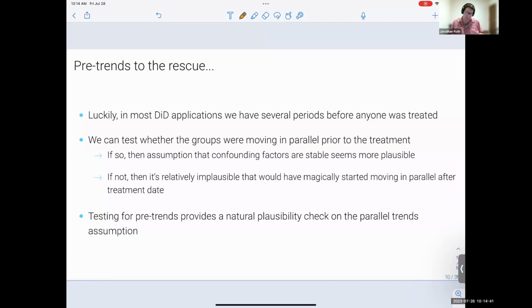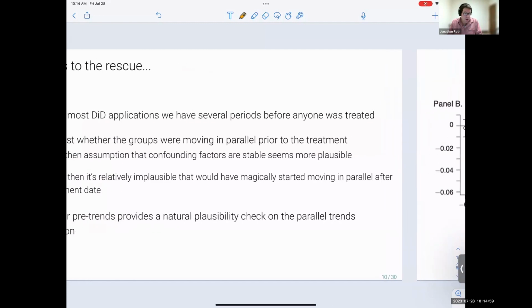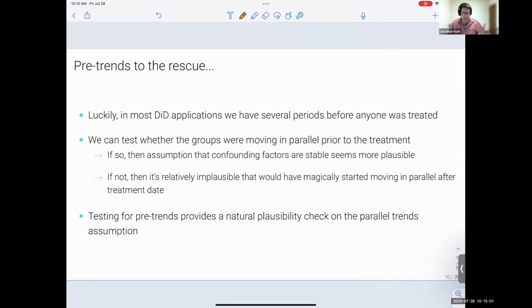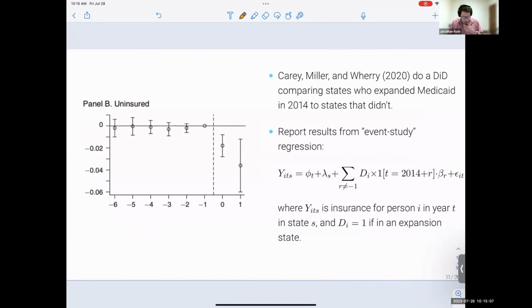So if we know they're really parallel beforehand, we're probably more confident about the parallel trends assumption. If we see that they're really not moving in parallel beforehand, then we might have to do something else, because the parallel trends assumption is generally going to be pretty problematic. All right. Okay, and so testing pre-trends provides a natural plausibility check on the parallel trends assumption. And so this is a pretty natural thing to do.